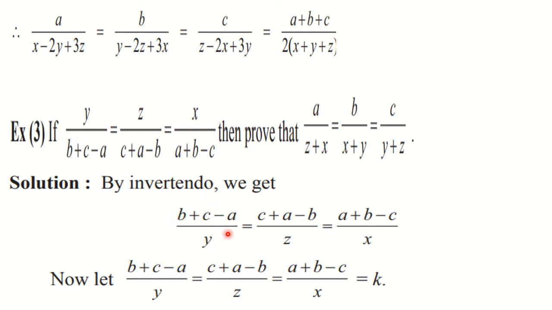b plus c minus a upon y is equal to c plus a minus b upon z is equal to a plus b minus c upon x. Now these new ratios which we have found by invertendo, take them as k, assume them as k. Okay. So that we are going to do all the operations now on these new ratios. Now in the previous question you observed that there was only one ratio, but now you have three ratios. So here the theorem on equal ratios you have to apply three times.